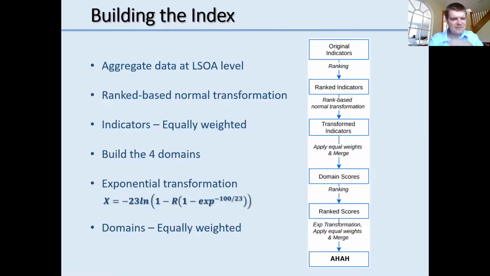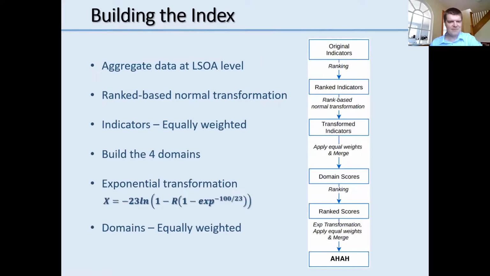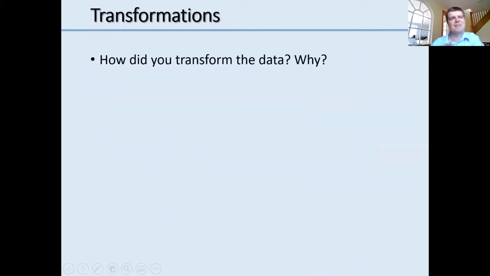No, it's great to go through those 6 stages, and we're going to pick out a few more details about a couple of them now. So we talked about the transformations. This was in terms of when we go from the aggregate data at the LSOA level to the rank-based normal transformation. Can you say a little bit more about how you picked which transformation you did?